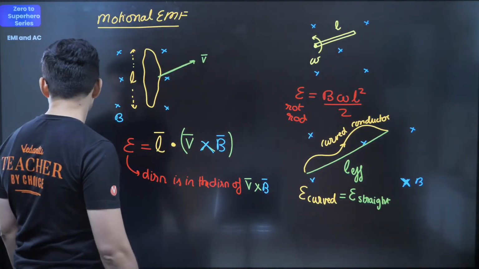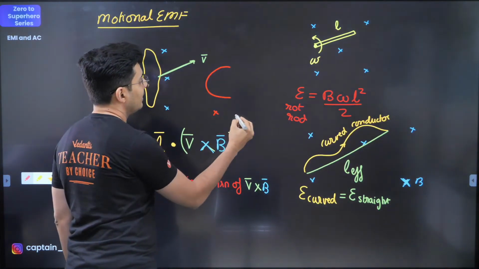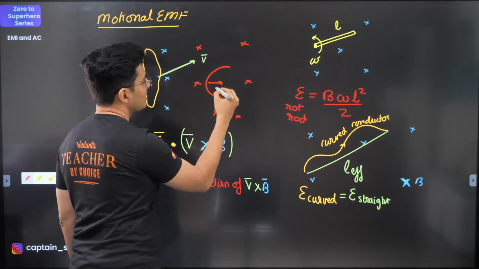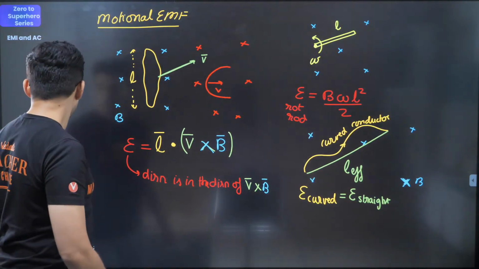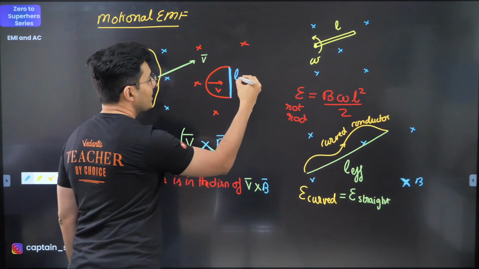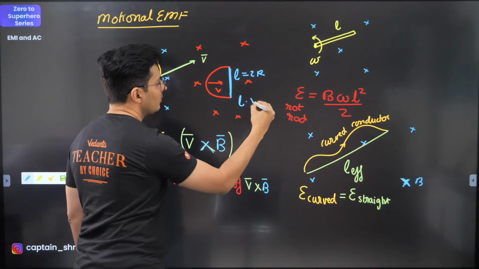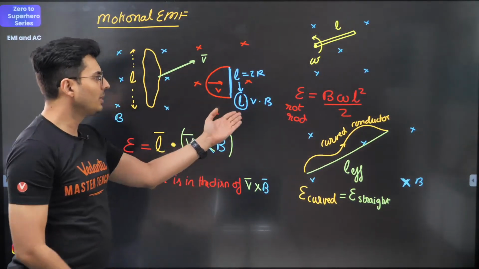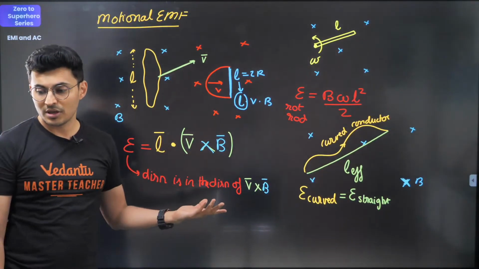Example like this, where you have a semicircle and let's say the magnetic field is like this, and this semicircle is moving this way. And you are asked, what's the EMF generated across the ends? We know that this semicircle can be replaced by a straight wire, and this wire's length will be twice the radius, and the EMF will be L into V into B. L will be nothing but 2R. So it will be 2RVB, as simple as that. So that's how you can solve the question.